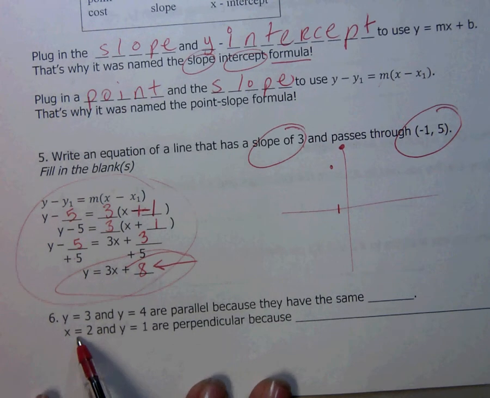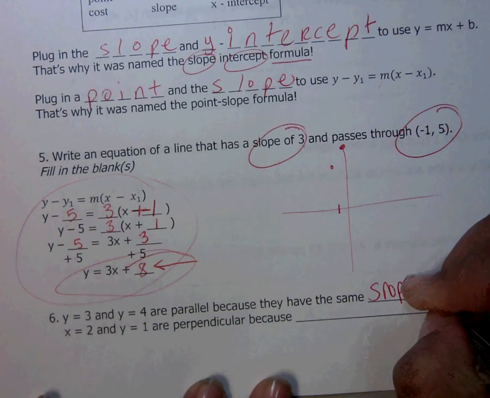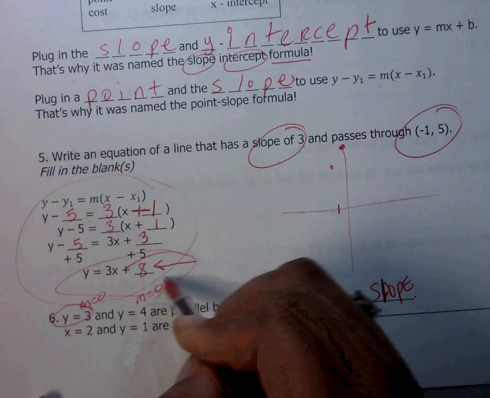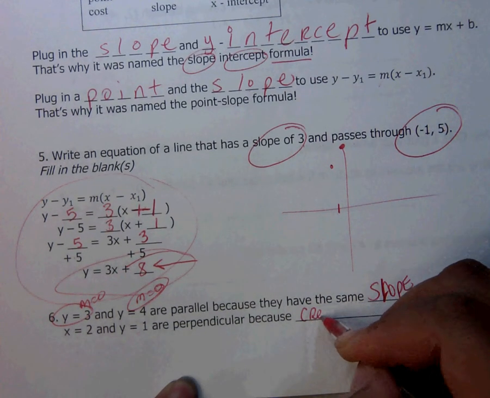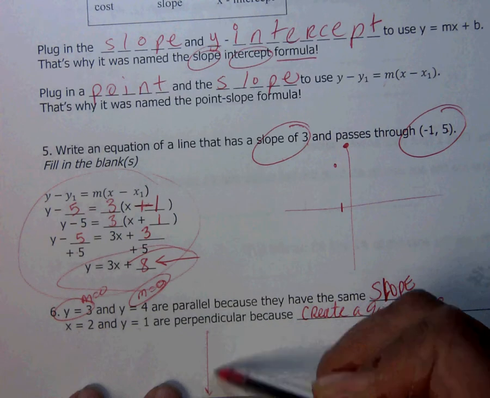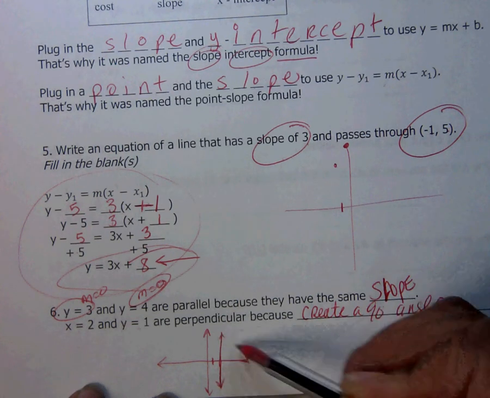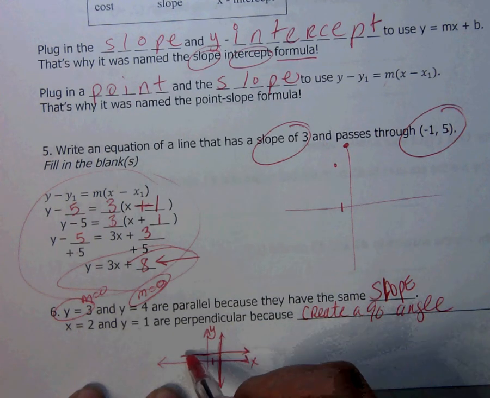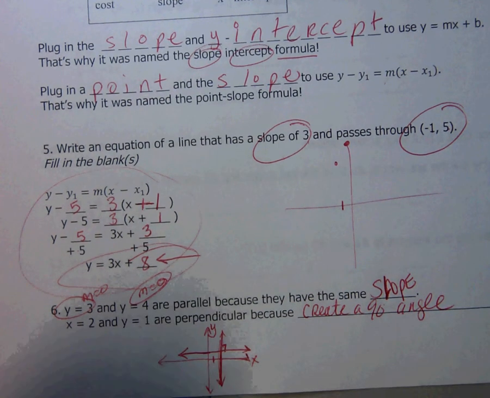Number 6, y equals 3 and y equals 4 are parallel because they have the same slope. That is slope 0 for him, slope 0 for him. These two lines are perpendicular because they create a 90-degree angle. Remember, x equals 2 is this. 1, 2. That's x equals 2. It crosses the x-axis. Y equals 1 crosses the y. We have just created a perfect T. Therefore, we have a 90-degree angle. That's what it means to be perpendicular.